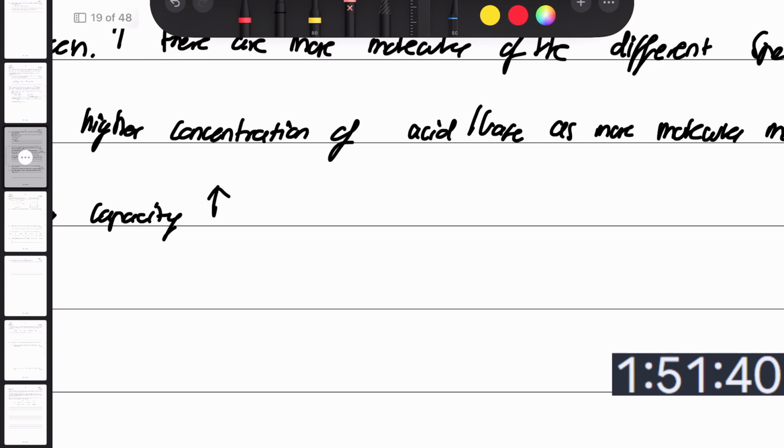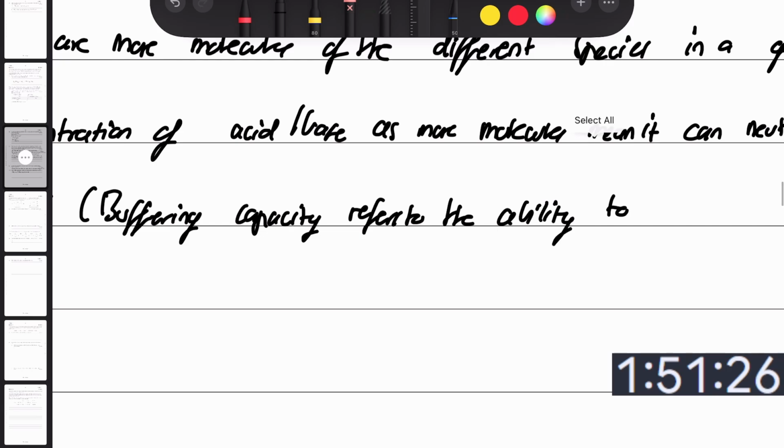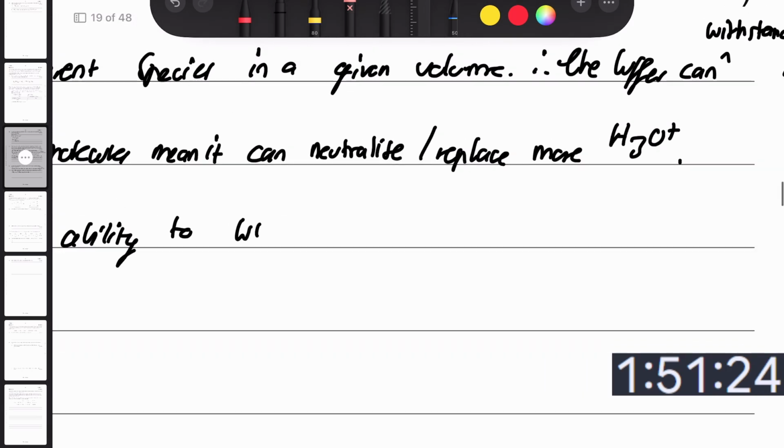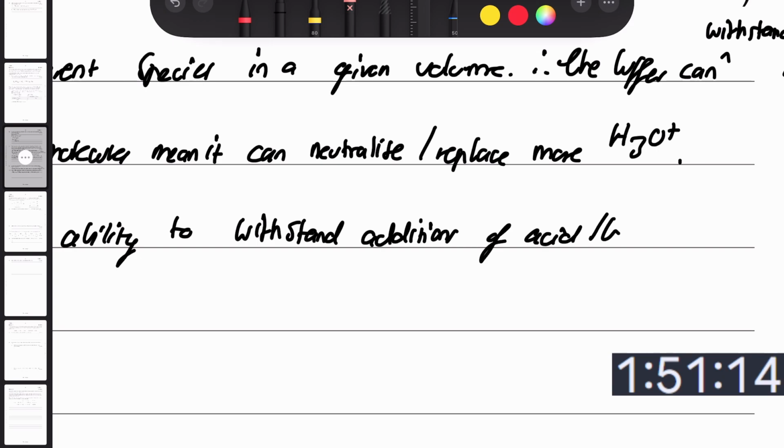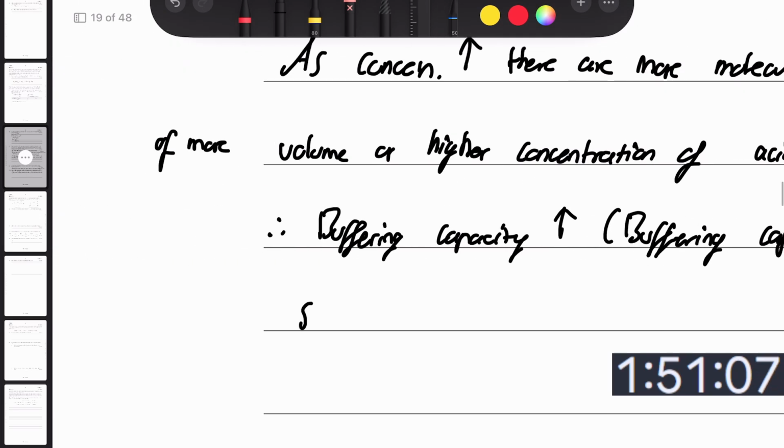Or maybe we should say buffering capacity refers to the ability to withstand additions of acid/base without altering, or without significant changes to pH.